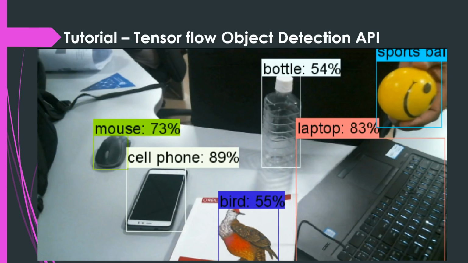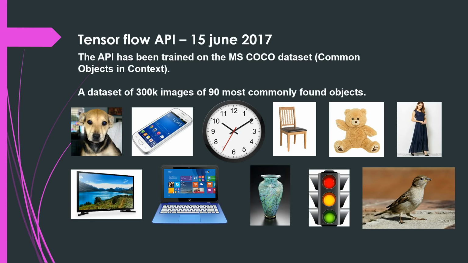Hi everyone. So I am here with another tutorial for implementing TensorFlow's object detection API, which will be detecting a multiple number of objects and even localizing them. So this is an example image of all the day-to-day life objects which are being detected and recognized by this API. So what is TensorFlow API?